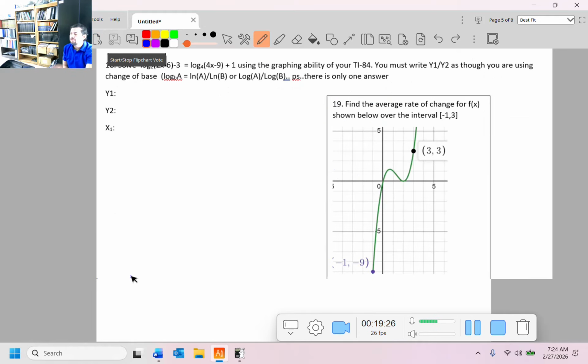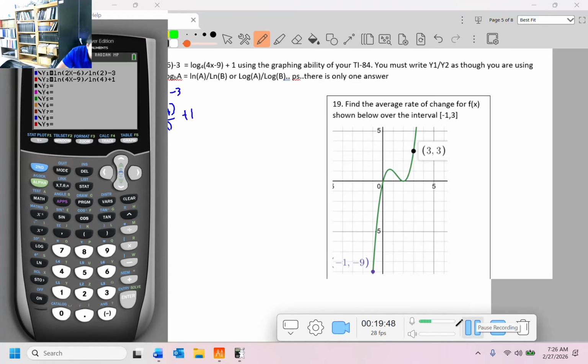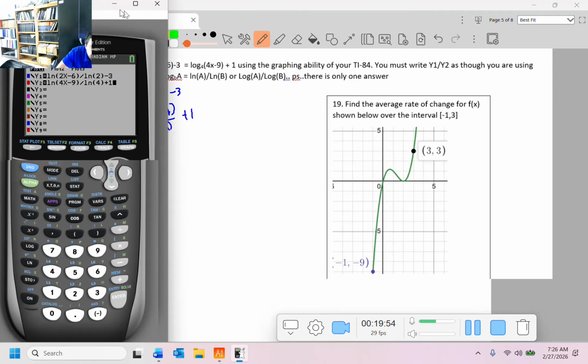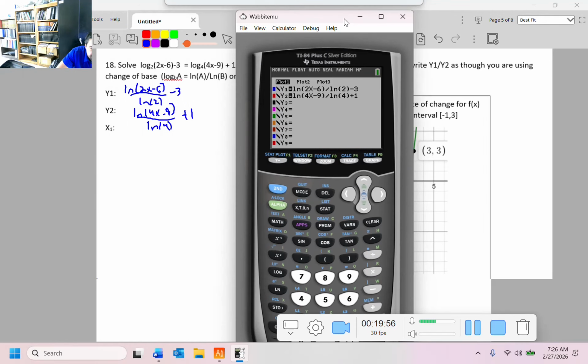18, solve something with a calculator. So we're supposed to do this using change of base. I'm an ln guy. I'm going to say ln of 2x minus 6, sitting pretty over ln of 2, and then take away 3. Y2 would be ln of 4x minus 9, sitting pretty over ln of 4, and then add 1. I'm going to pause this real quick. All right, so I've typed it all in. I'm going to do a zoom 6. I'm going to double check and make sure I typed everything in right.